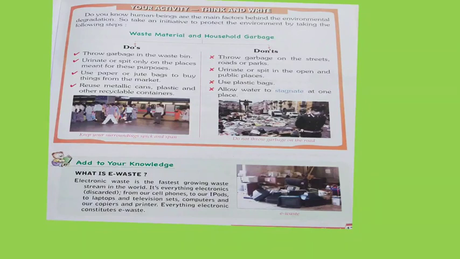Now just add to your knowledge what is e-waste. Electronic waste is the fastest growing waste stream in the world. It's everything electronic, from our cell phones to our iPods to laptops and television sets, computers and copiers and printers. Everything electronic constitutes e-waste. All things that are electronic, when they are not in use, are called e-waste.